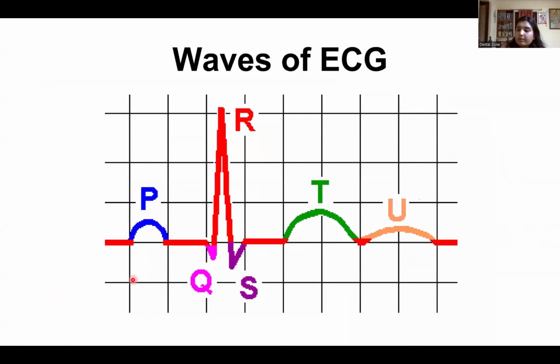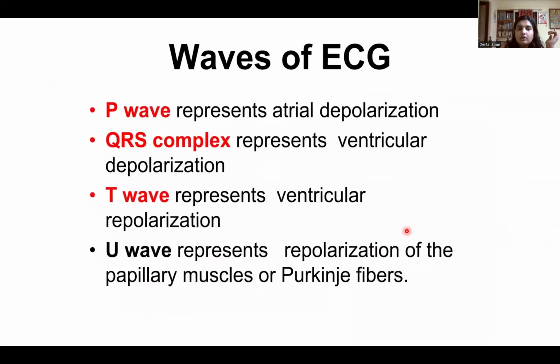See, an easier way to remember this is the first two, that is the P wave and QRS complex. They show the depolarization. P will show that of the atria and QRS will show that of the ventricles. Now the next two show the repolarization. T will show that of the ventricles and U will show that of the Purkinje fibers. So the first two show the depolarization, the next two show the repolarization. P wave, atrial depolarization. QRS complex, ventricular depolarization. T wave, ventricular repolarization. U wave, repolarization of the papillary muscles or the Purkinje fibers.